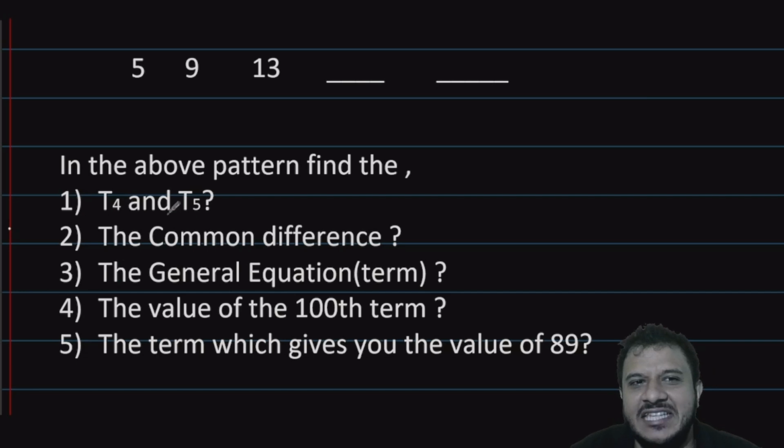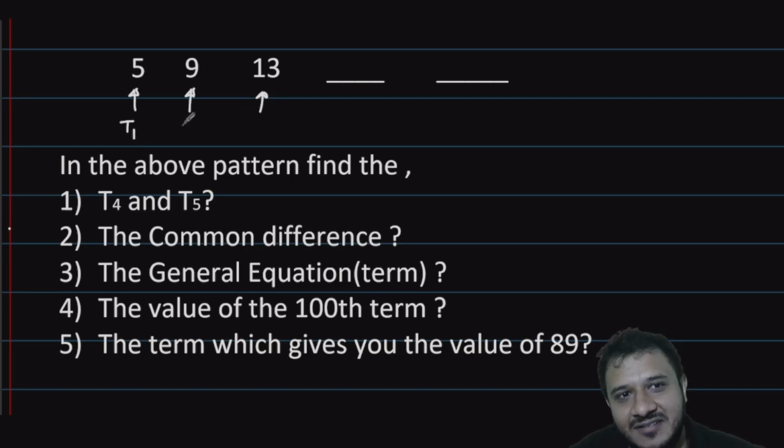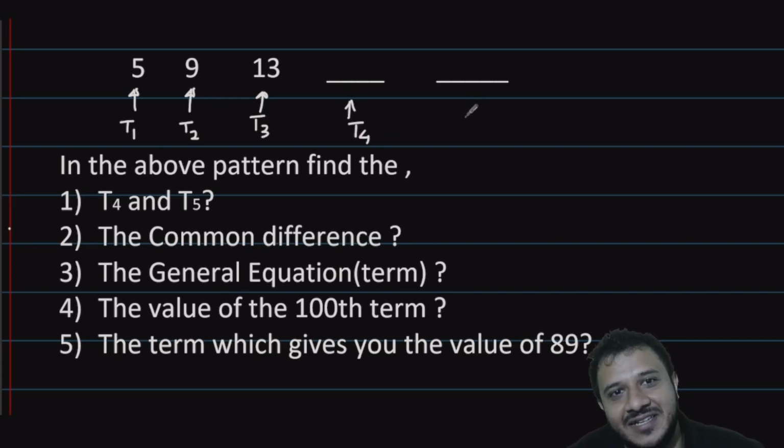Anybody has any idea what this T means? Term. Very good. It is term. Mathematicians are very lazy to write words. So instead of saying this is term number 1, this is term number 2, this is term number 3, we just say this is T1, this is T2, this is T3. So T4, T5 means they are asking what is the number here, what is the number here.